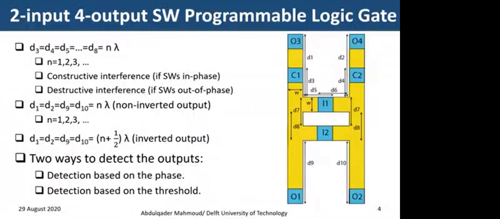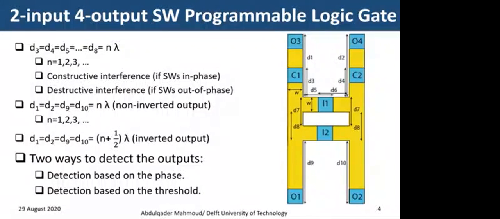In the proposed 4-output spin-wave programmable logic gate, as you can see here, C1, C2, I1, and I2 are the inputs of the structure, while O1, O2, O3, and O4 are the outputs. In order for this structure to function correctly, D3 to D8 must be integer multiples of lambda, such that when the spin waves interfere, if they have the same phase, they will interfere constructively, and destructively otherwise. In addition, this gate can provide the inverted and the non-inverted output by choosing D1, D2, D9, D10 differently.